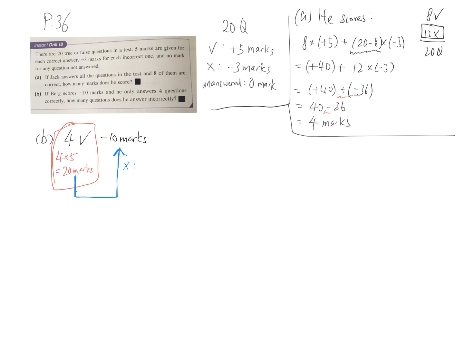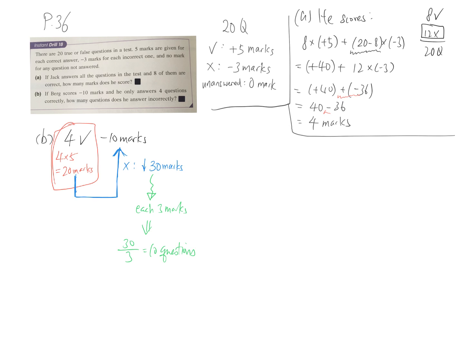Because the unanswered questions will not affect his marks. So the incorrect answers make him deducted how many marks? The difference between 20 and negative 10, which is 30 marks, because of the incorrect answers. And each of them deducts 3 marks. So we know that it is 30 divided by 3, which is 10 questions.